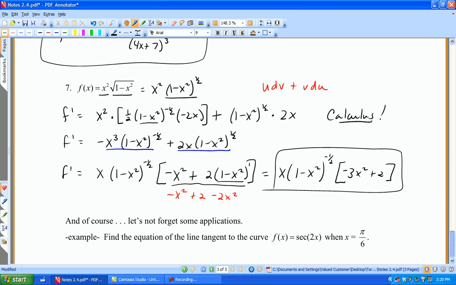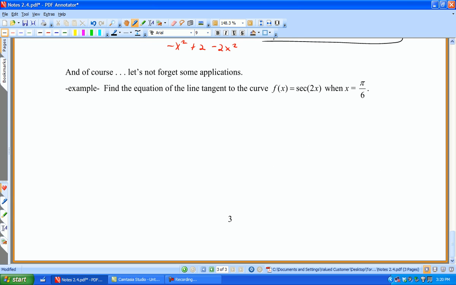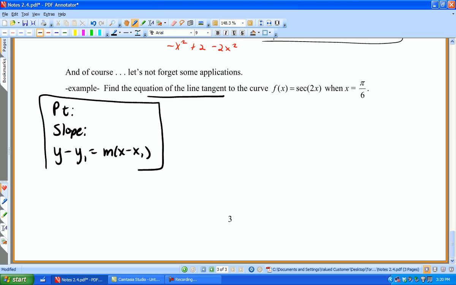All right, one more problem to make sure we've got it. Let's not forget some applications. Let's find an equation of a tangent line. Remember, to find an equation of a tangent line, you always need a point, and you always need a slope. And once you've got that, you can write y minus y1 equals m times x minus x1. So I usually put that over there as a way of reminding myself what it is I'm going to need to do.